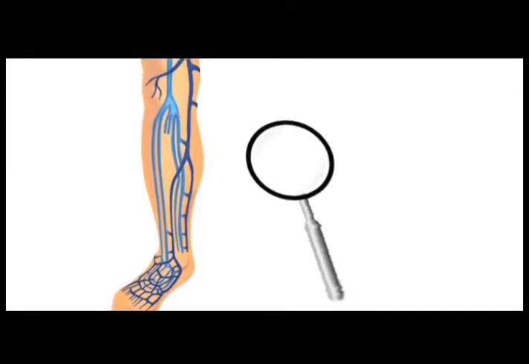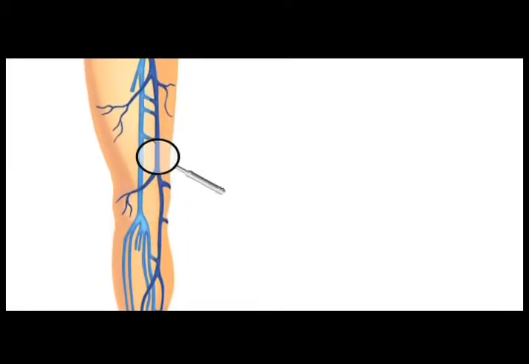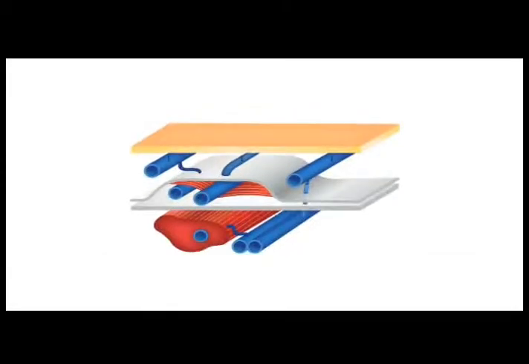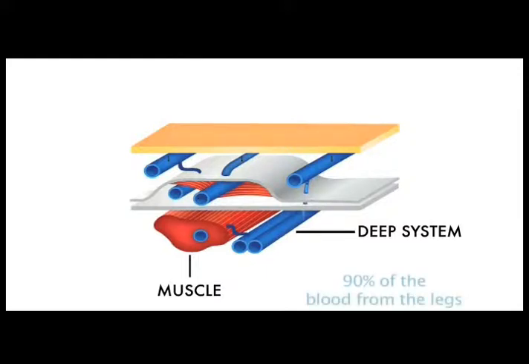It is important to realize that there are three systems of veins. There is the deep system, which lies between the muscles of the leg and cannot be seen or felt. These veins are responsible for returning 90% of the blood from the legs.